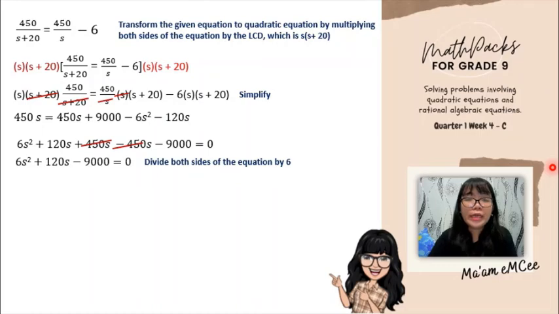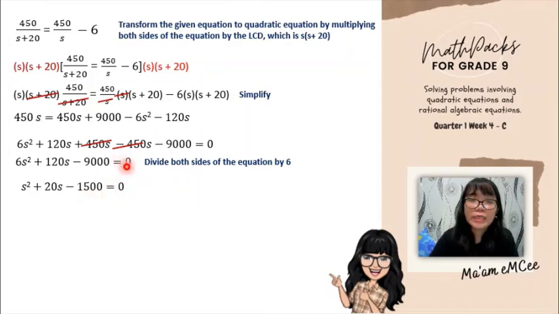And then again, we divide both sides of the equation by 6, or another way of saying that is, we factor out 6. So we divide all terms by 6. So 6s squared divided by 6 is s squared. 120s divided by 6 is 20s. And then negative 9,000 divided by 6 is negative 1,500. And that would be equal to 0 because 0 divided by 6 is also equal to 0.